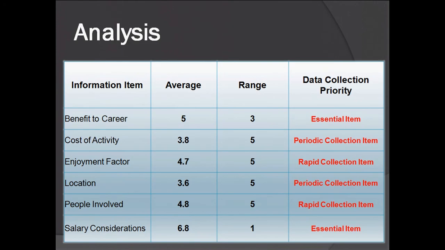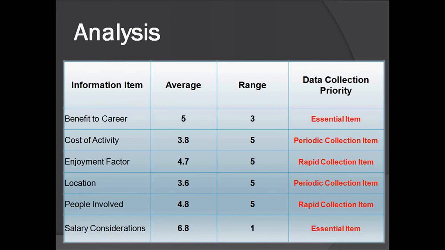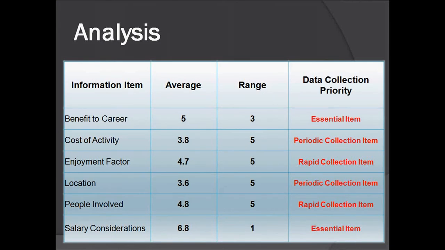To conduct an analysis of the ratings from the previous slide and formulate a data collection plan, the average and range of each information item across the decisions was taken of both the decision maker and expert's ratings. The data is shown here in this table. This data can then be used to formulate a data collection plan.